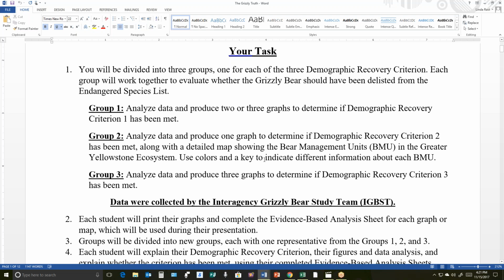They had to produce 2 or 3 graphs, or a graph and a map, or 3 graphs. But they had to decide. I didn't tell them what to do. So that was the first day.